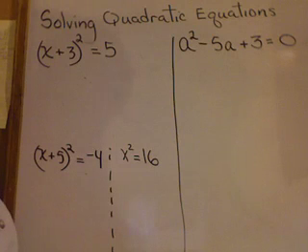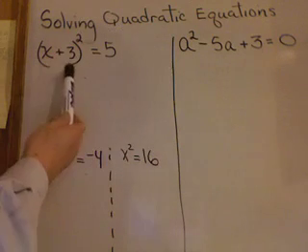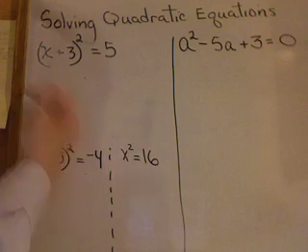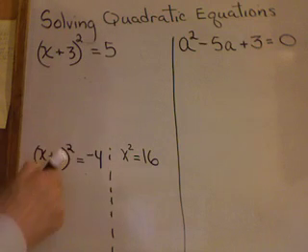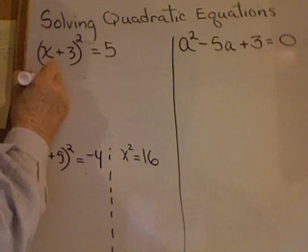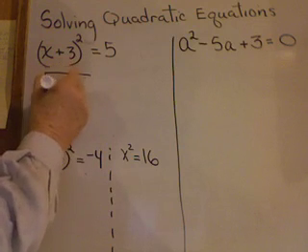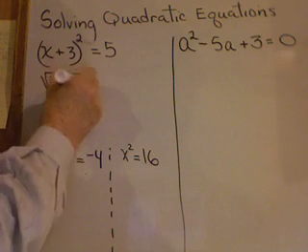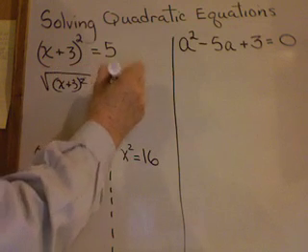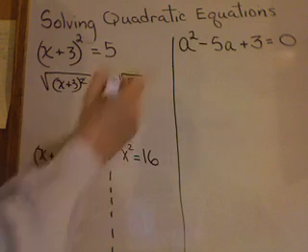One way of solving quadratic equations is a pretty easy method. You notice this problem here. This whole quantity is squared, and the directions are, of course, solve. So to solve this, you can basically take the square root of both sides. So you take the square root of (x plus 3) squared equals plus or minus the square root of 5.